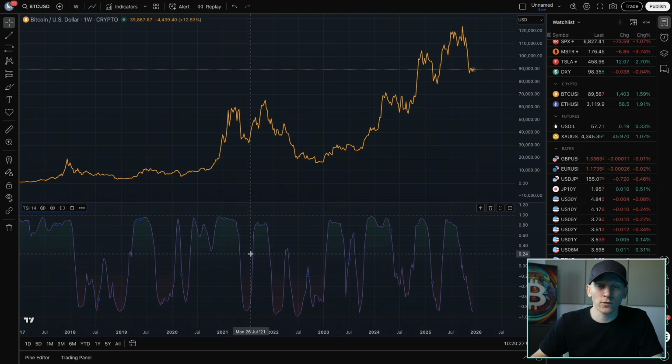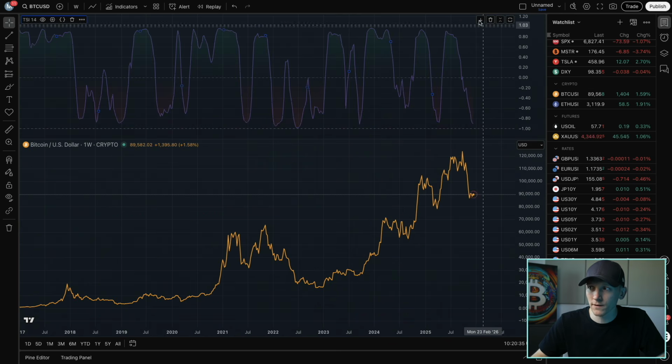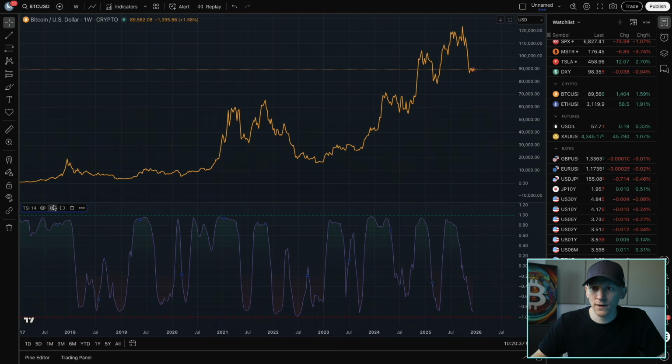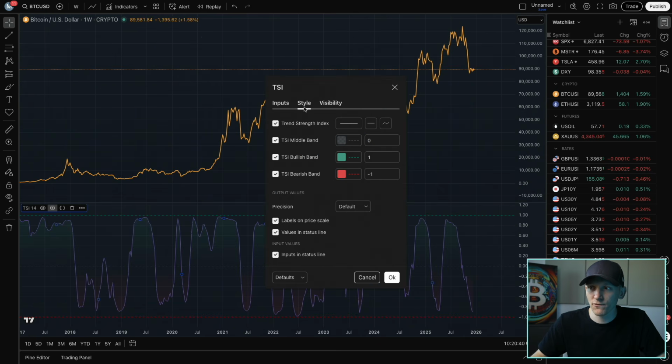Once you've clicked the indicator on your chart, it will appear at the bottom. You can get rid of it by clicking the remove button on the left-hand side. On the right-hand side, it's the same thing. You can put it at the top of your chart if you want, or down at the bottom. And then on the left-hand side, we can click the settings and firstly go to style. So you can change the colors as you wish, but the important thing here are the bands.